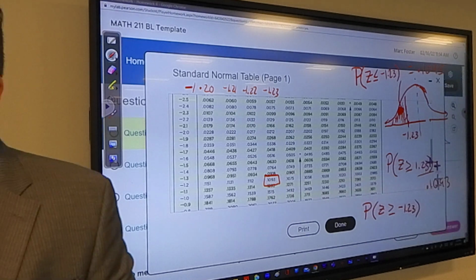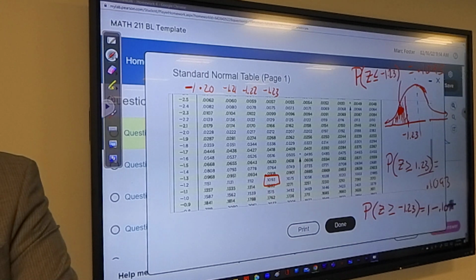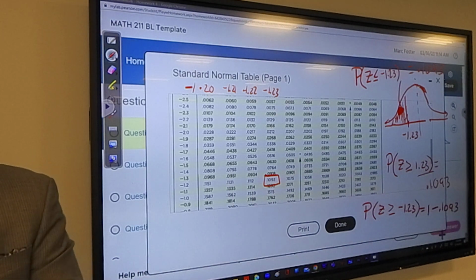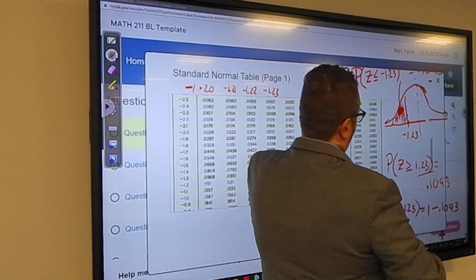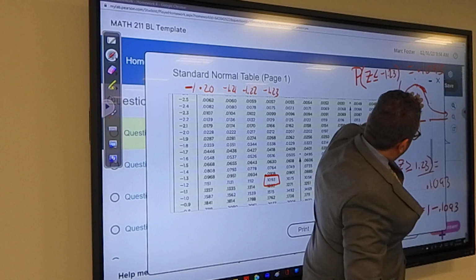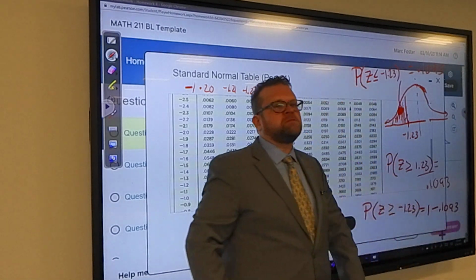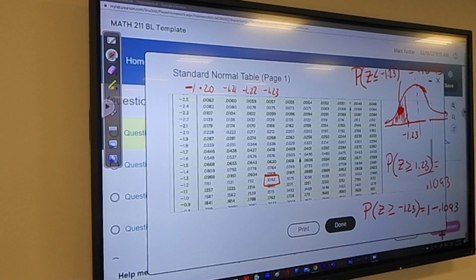How'd you get that? 1 minus 0.1093. Because the area under the whole thing is 1. The area under the whole thing is 1, and we're taking away this shaded part, and it leaves us with the unshaded part, which is this number. And it's 1 because it's symmetric, or is it always symmetric?